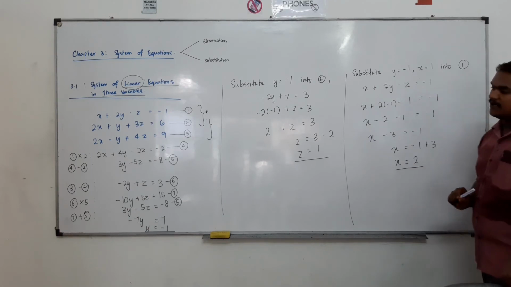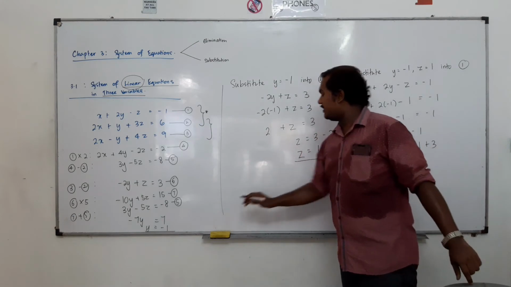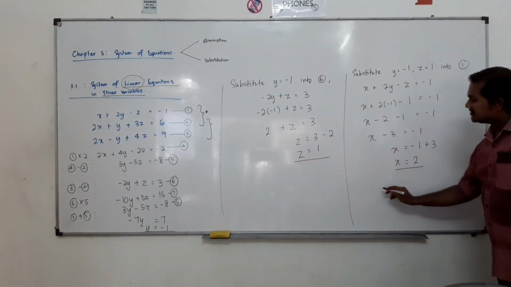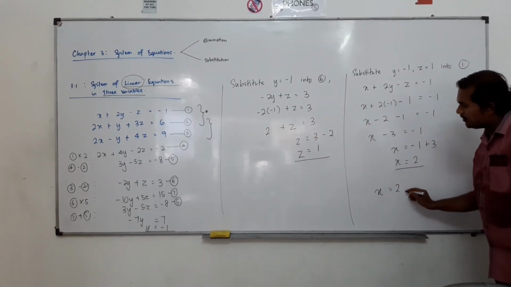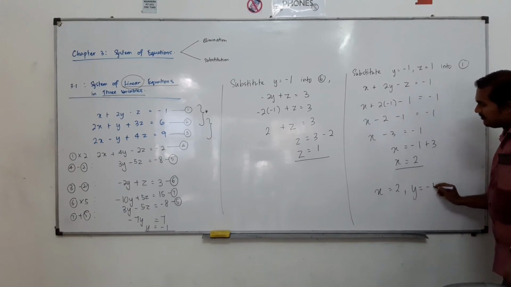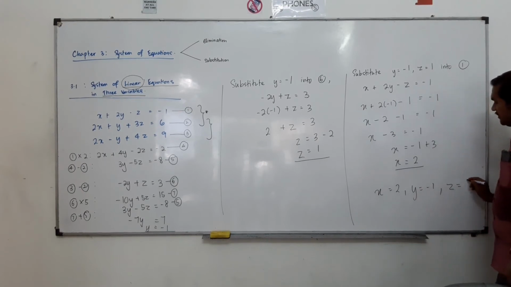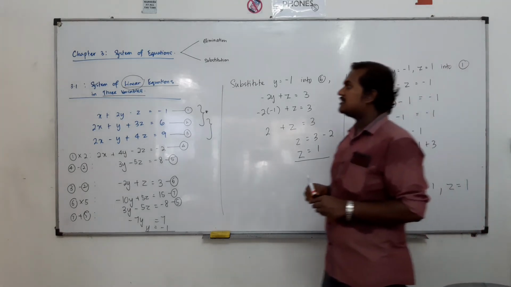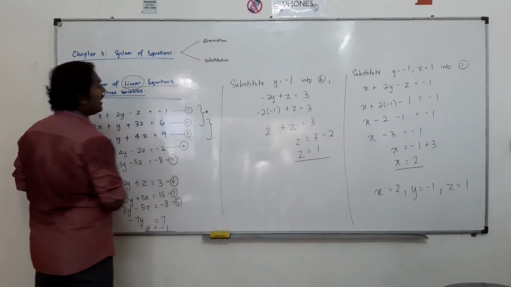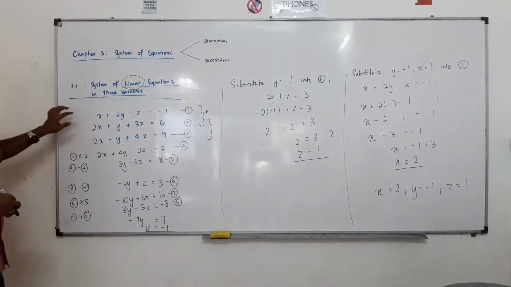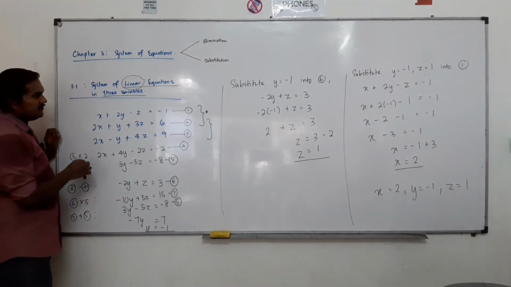So we already found out the value for y, z and x. So our x is 2 whereas y will be negative 1 and z will be 1. So this is the way of solving the equation by elimination. So I will start again, I will be explaining for you again.